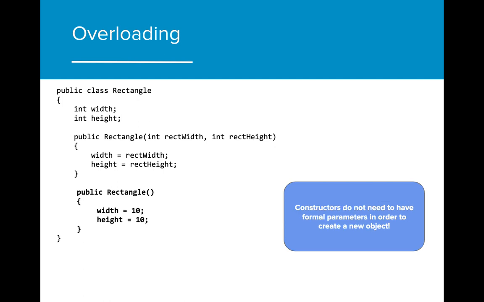We can also write constructors that don't take any parameters at all. In this case, we can write the constructor with empty parentheses, which will create the rectangle object with the width and height values predetermined. This might be useful if we were planning on creating a lot of 10 by 10 rectangles and didn't want to have to write the parameters out every time we created a new rectangle object.